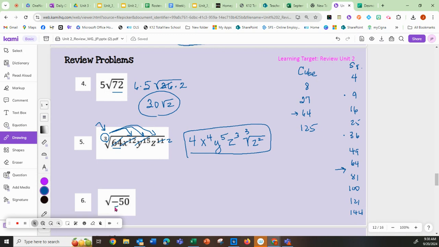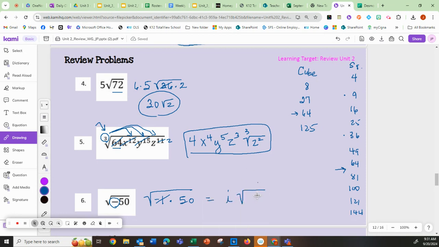Example 6 has a negative under the square root. When we have a negative under the square root, we want to think about that as negative 1 times positive 50. And we know the square root of a negative 1 is the imaginary i. So we would want to bring that out first.